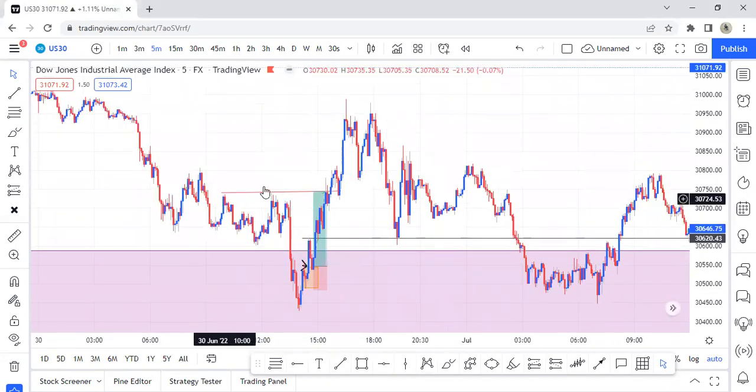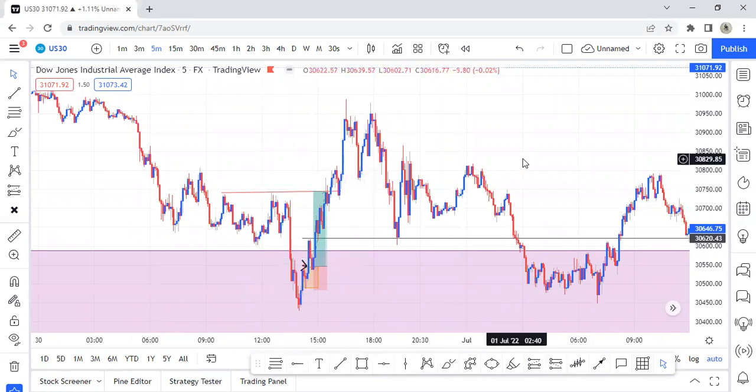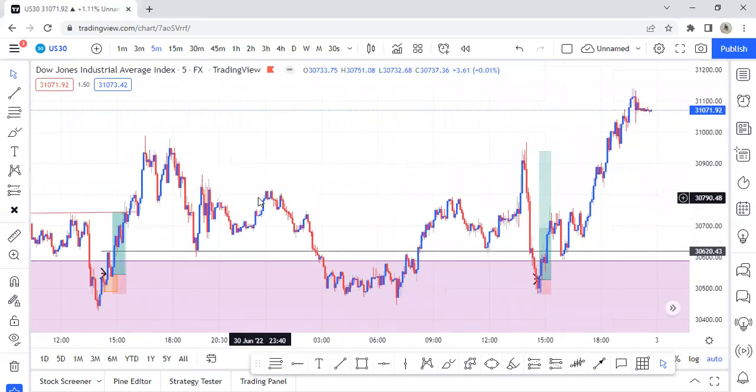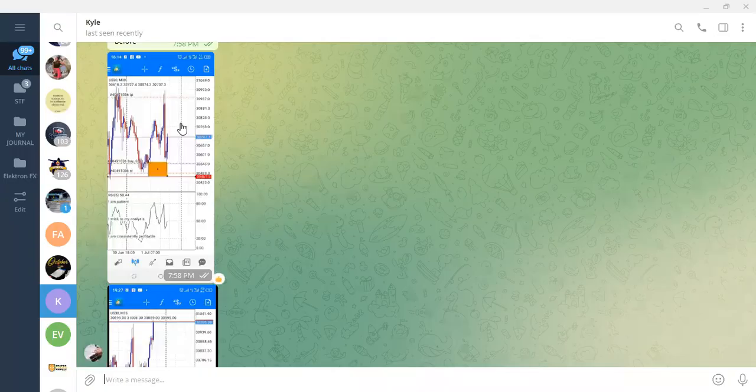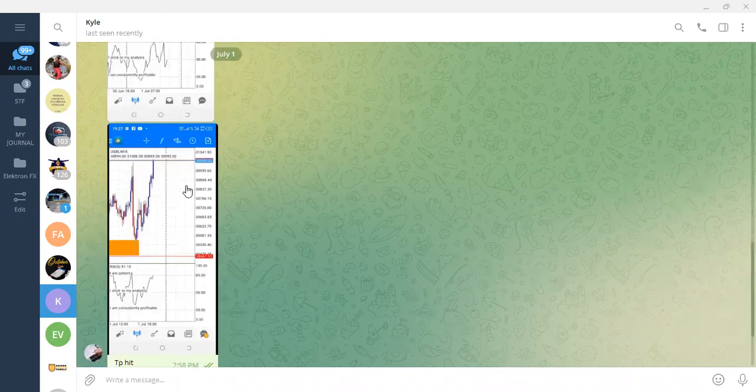I know you may not actually believe that I caught them, so let me show you proof that I actually caught this trade. Let me share my screen, and share my Telegram where I posted this. So as you can see, this is my Telegram. I posted to a friend. This is Kyle, and this is our chat.